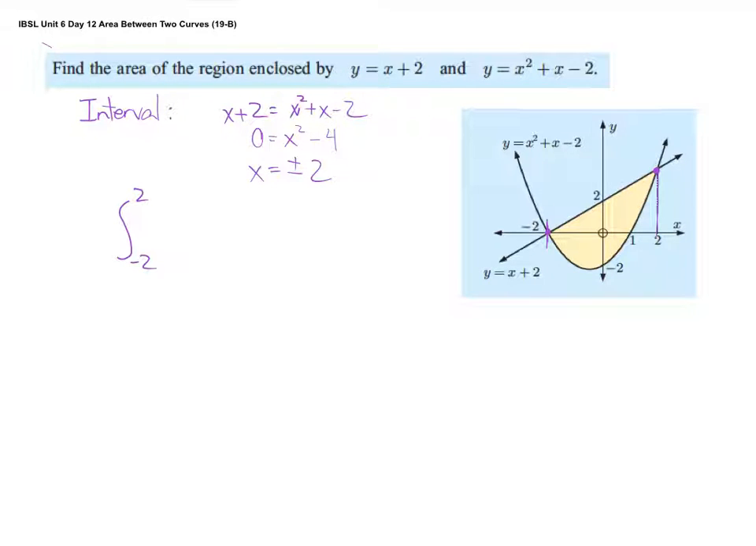So now, which of our functions is on top? The line, x plus 2. So we have x plus 2 minus the function on the bottom, which is x squared plus x minus 2. Do be careful to distribute the negative here. And we get, finally, the integral from negative 2 to 2 of negative x squared plus 4.